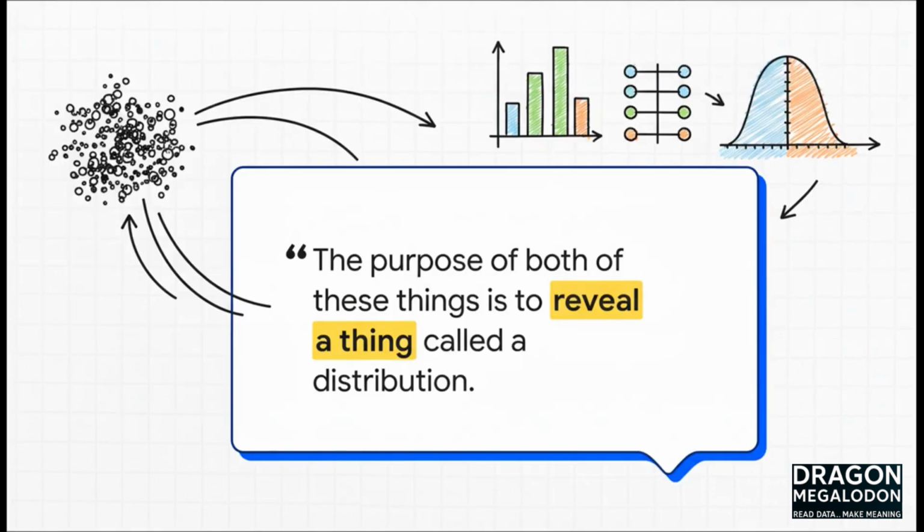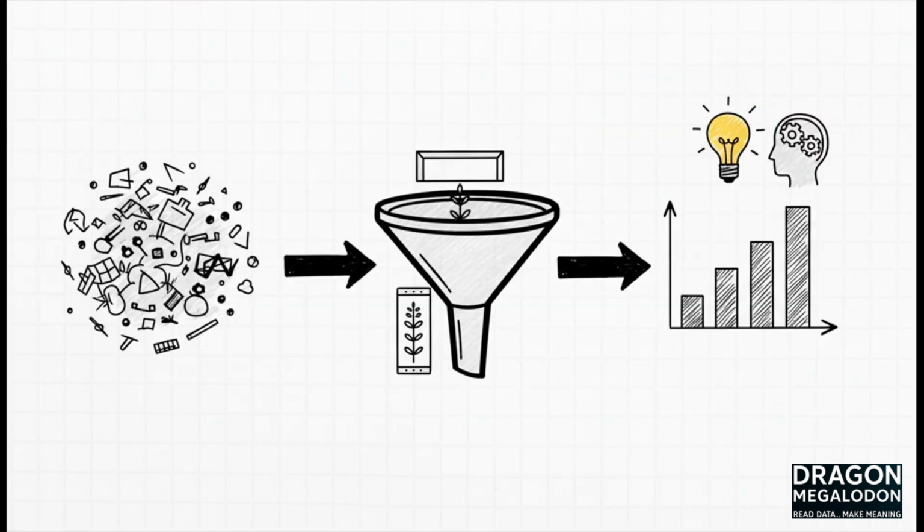And that's the whole point. As statistics lecturer Monica Wahi puts it, the purpose of both of these things is to reveal a thing called a distribution. You are literally transforming a messy, meaningless list of numbers into a visual shape that has meaning. And that really is the key takeaway, isn't it? These tools aren't just about making things look pretty or neat. Organizing your data is the fundamental first step to actually understanding it. It's how you turn raw numbers into real information.